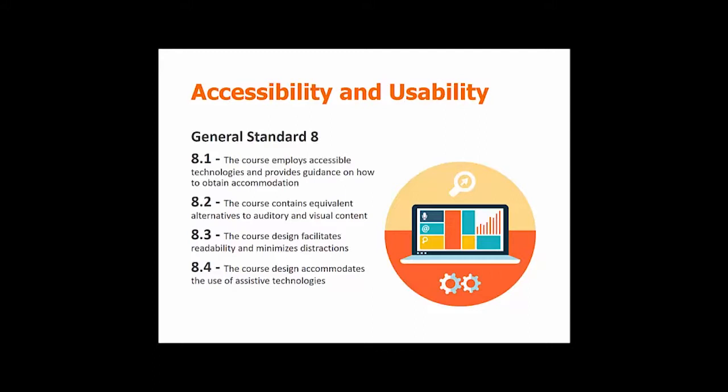UTRGV is a Quality Matters subscribing institution, and as such, throughout each module, you have been addressing certain standards. For example, in the accessibility standard, we will be addressing General Standard 8. As a recap to General Standard 8, you want to make sure that your course employs accessible technologies. It provides equivalent alternative information to auditory or visual content. The course design facilitates readability and minimizes distractions. In addition, you want the course design to accommodate the use of assistive technologies such as screen readers.